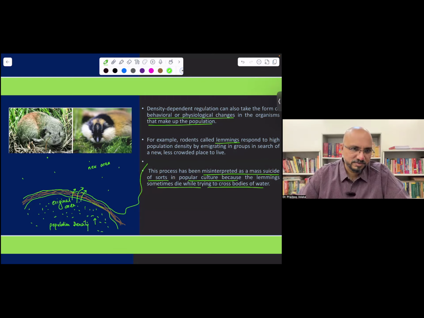So they think that they are committing suicide, but actually they are trying to cross the barrier to move to the new area. Got it? Density dependent factors.